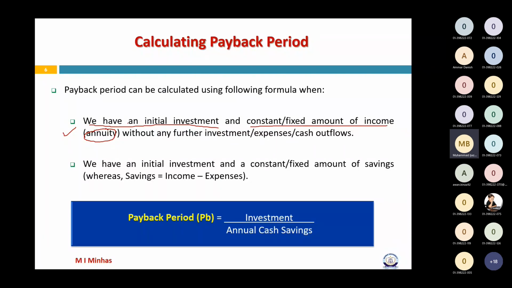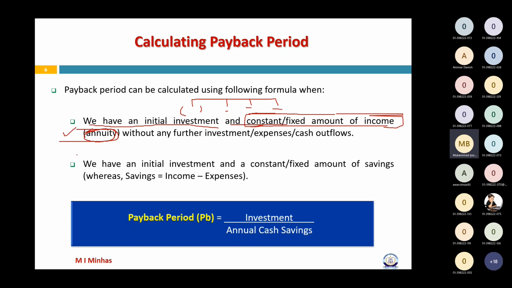Because the more you go into the detail of financial management concepts, there are multiple terms that you'll find there. So whenever we have an initial investment, and after that we are getting a fixed amount every month or every year, like in our example, it was 2000, 2000, 2000 for the next 7 years, we receive a fixed constant amount. This is one scenario.